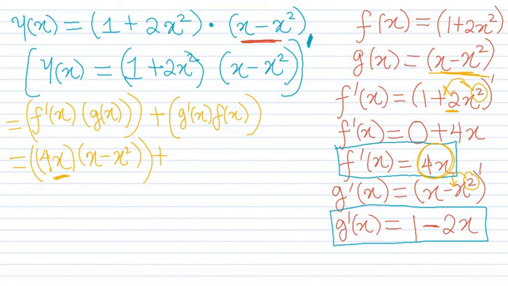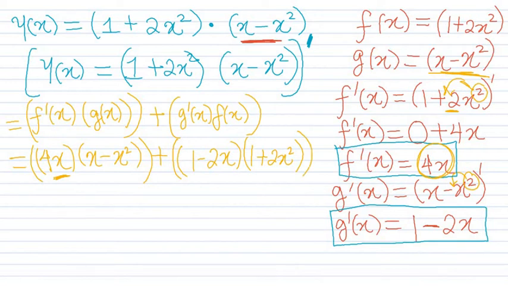And then you have g prime of x, which would be 1 minus 2x, right? And then you multiply that by f of x, that's 1 plus 2x squared. Yay! So that's it basically, and that is what we have here.